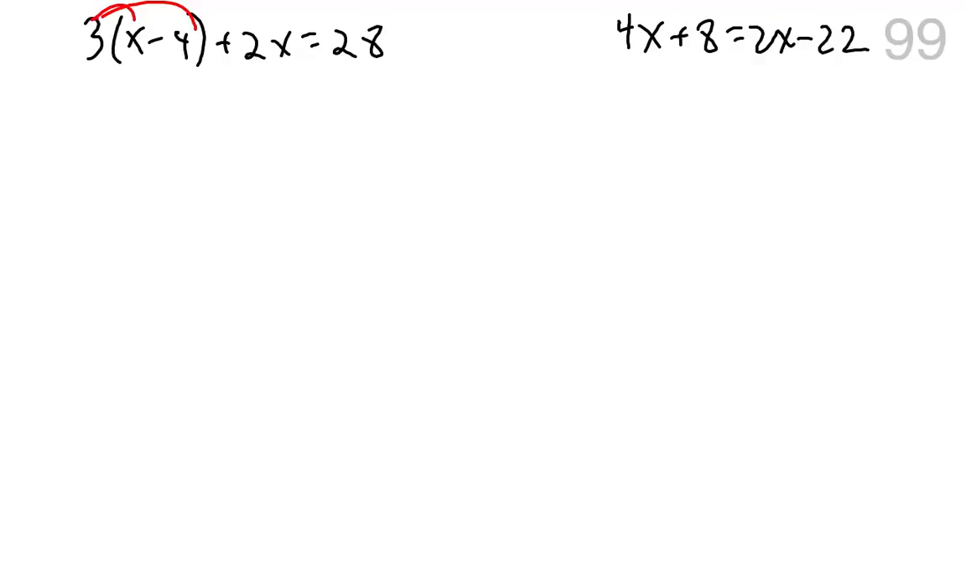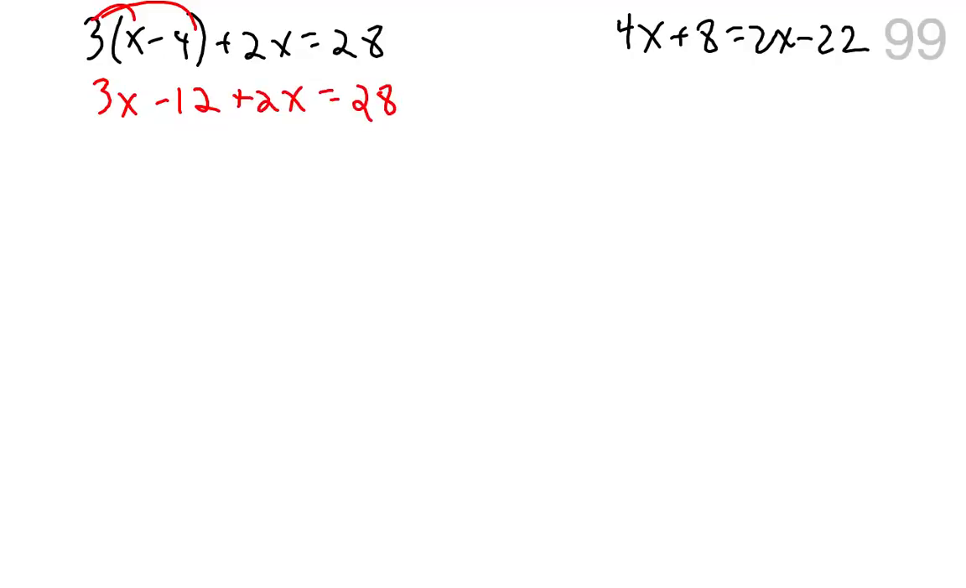What's 3 times x? 3x. 3 times negative 4 is negative 12. On a lot of people's papers, you had a negative 4 here. Take a look at your paper. Did you have a minus 4 here? A lot of you did. I would say 3 or 4, maybe even 5 of you had that. Next, plus 2x equals 28.